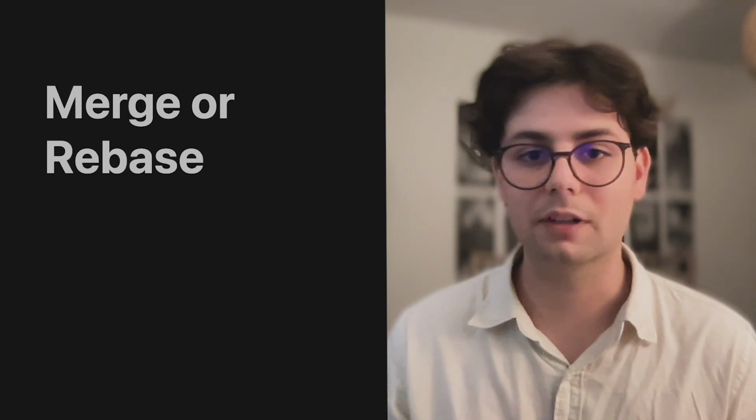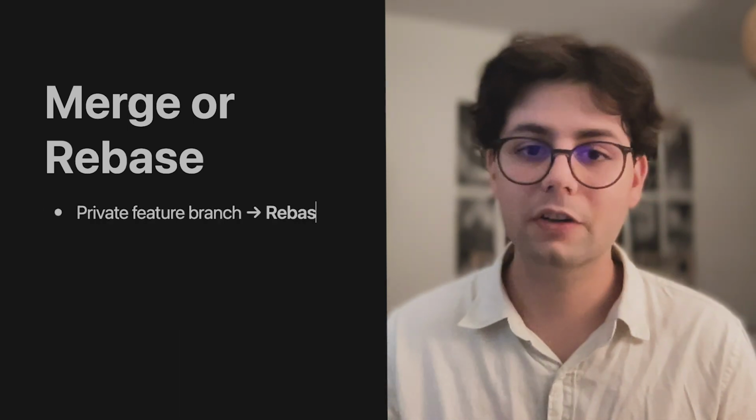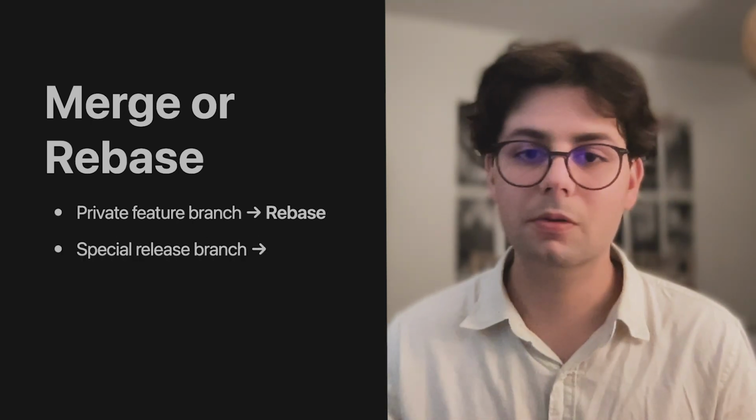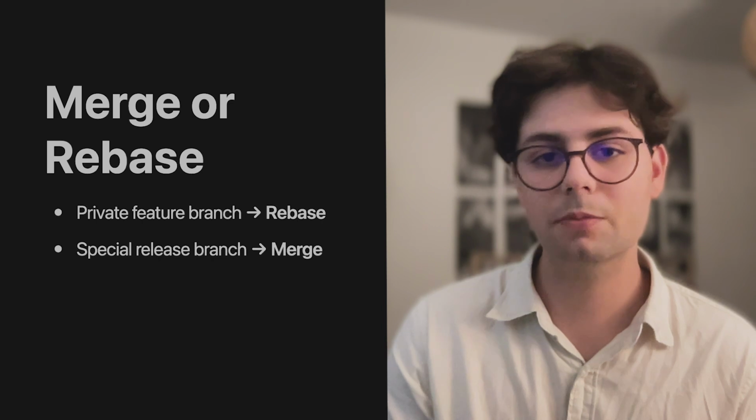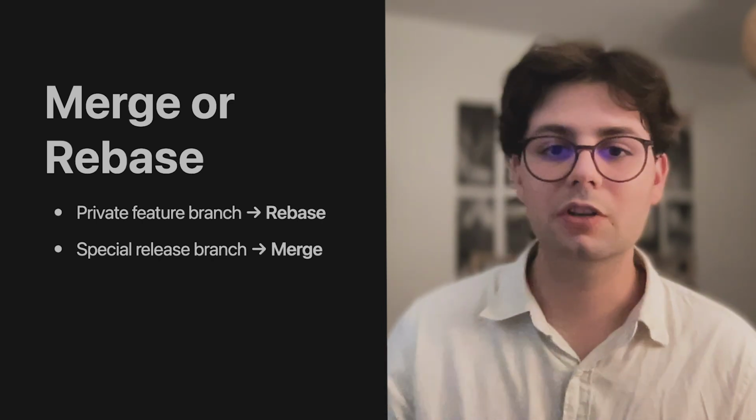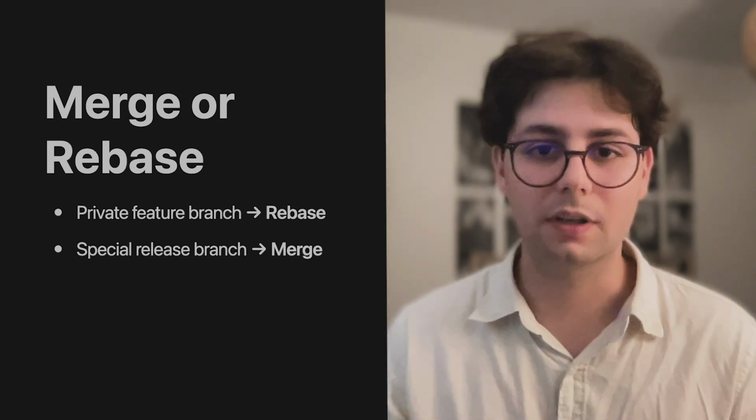Well, it depends. While some developers have strong opinions, I came up with a few rules of thumb that will make your life as a developer a bit easier. First, if you're the only one working on a feature branch, then just go ahead and rebase. On the other hand, if you want to combine multiple feature branches into a special release branch, then merging is a great alternative. This will make it explicit which features are included in your release, and you can easily add new features or revert existing ones.